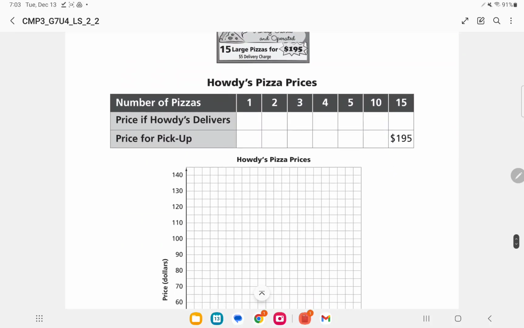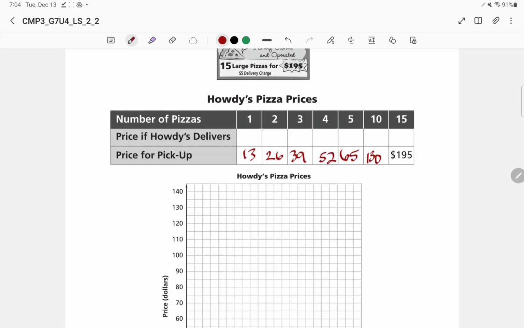Here's what your lab sheet looks like. Let's go ahead and fill out that table. So these are the prices that we already know, but now if there's a delivery charge, all of these above are just going to be $5 more. So we would just add $5 to all of these costs. Okay, that's your table. And now it says describe the patterns you see in each table in part B of this question. And if you haven't answered this, go ahead and pause the video and answer this question.